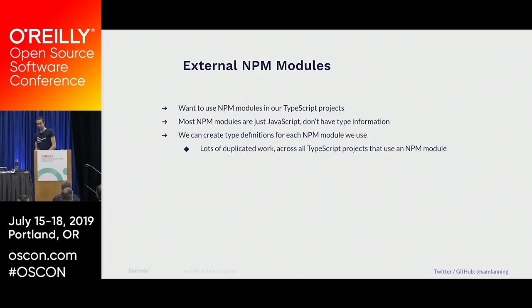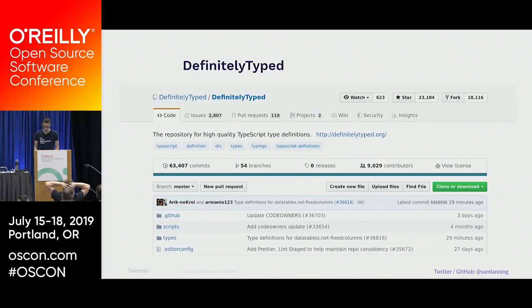So there is a solution to that. This project called DefinitelyTyped. Now, DefinitelyTyped is, I believe, the most contributed to project on GitHub. It has over 9,000 contributors, not contributions, contributors, 9,000 individuals that have contributed code to this project. And it's effectively a repository of type definitions for a whole bunch of NPM modules.